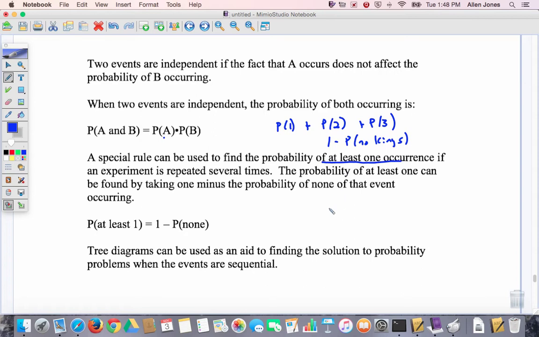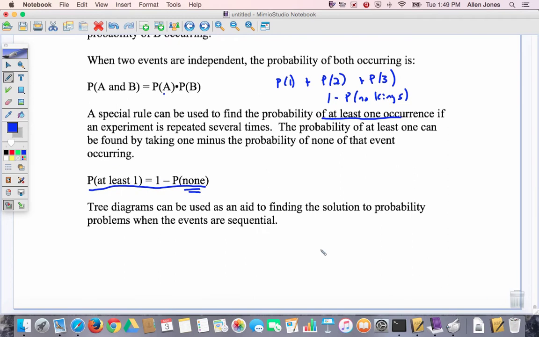So that's the idea of the complement we talked about back in the first section or two, that no kings is the complement of the event of at least one. So a shortcut is just do that probability one time and subtract it from one. And you can see that pictured here. The probability of at least one is 1 minus the probability of none. I'm going to rephrase this word none as being the opposite of the at least one. So when I say at least one king, the probability of no kings. Okay, so that method. And then especially when events happen in a sequential order, a tree diagram might help.